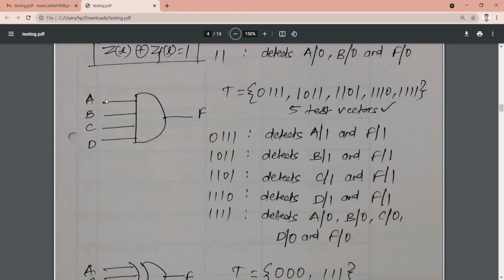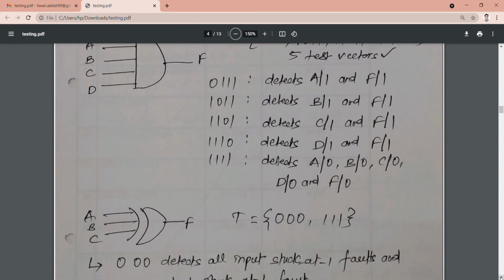Similarly, the original circuit will give the output as 0 because of this sequence. And if F is stuck at 1, again we can say that the original output is not matching with the faulty output, so we can detect the fault here. Okay, so you can similarly test the other patterns also, and by using these 5 test vectors we can test this particular AND gate with 4 inputs.